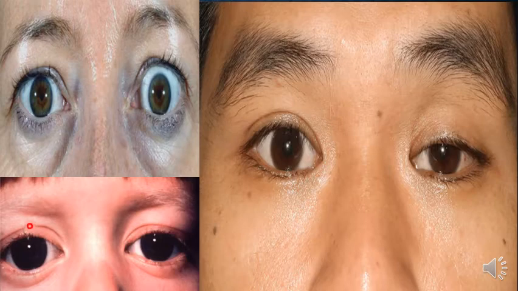This is a case of buphthalmos. There is no forward protrusion of the globe, just enlargement of the globe. So ipsilateral buphthalmos also mimics proptosis. These should all be ruled out in evaluating a case of proptosis.